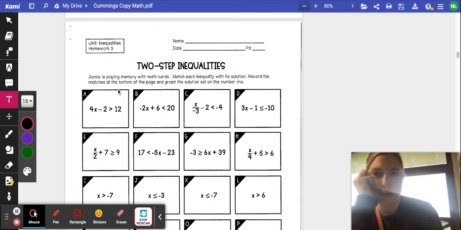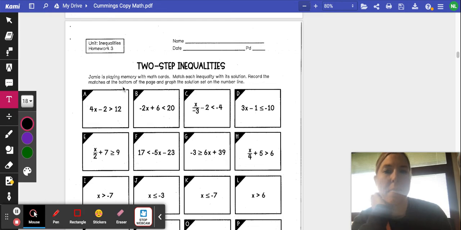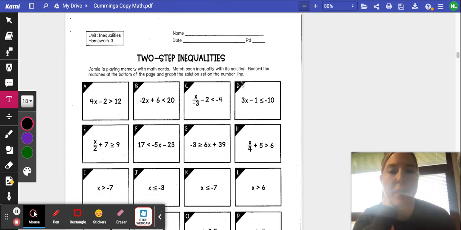So I will read the directions. It says Jamie is playing memory with math cards. Match each inequality with its solution. Record the matches at the bottom of the page and graph the solution set on the number line.